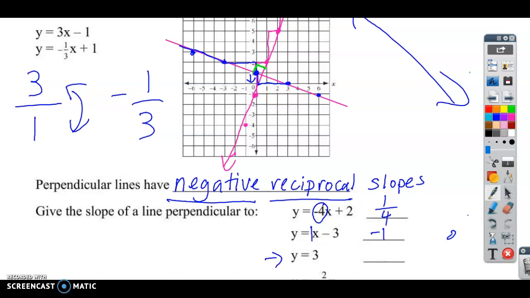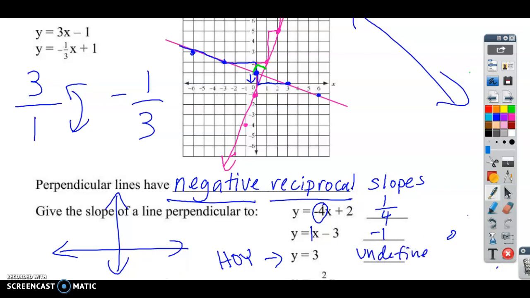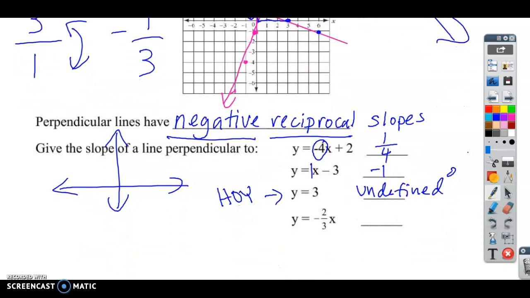Okay. Now this one's a little bit trickier. This one's a horizontal line, and we know that from before. Well, what's perpendicular to that? Vertical. So you can just pick any vertical line you'd like. Whatever vertical line you pick, it's going to have an undefined slope. And it's nice when they give you a fraction because you can just flip it. So negative 2/3 will be positive 3/2.